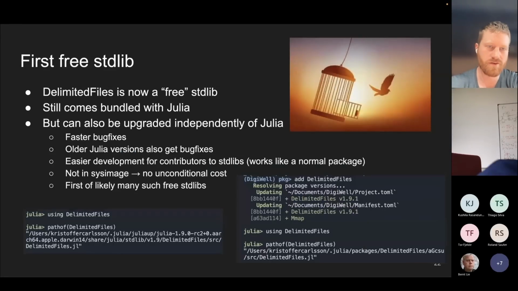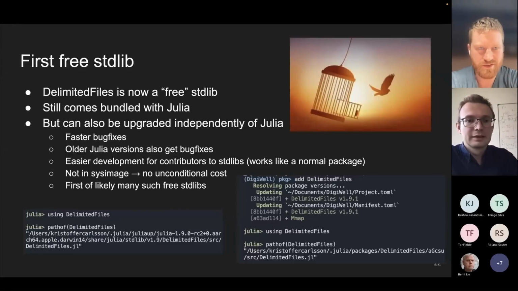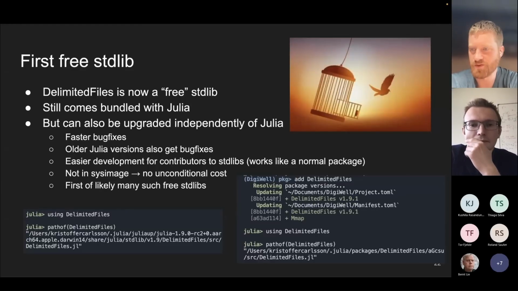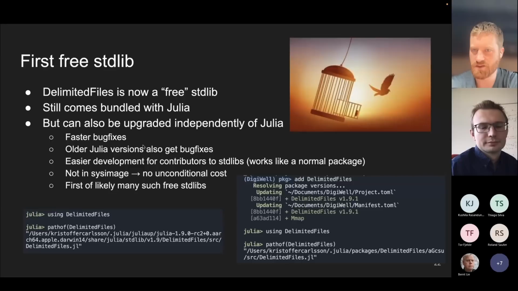Finally, I want to talk about the first, what I call free standard library, and that is delimited files. And that was a very small standard library, which very few people used, which is kind of intentional because this is sort of a little trial thing. And it still comes bundled with Julia. So if you just download Julia, you can still load the delimited files just like normally. But the important part is that it can be upgraded independently of Julia. So it kind of acts like a normal package as well. And that's pretty great because it means that you can get much faster bug fixes for it.